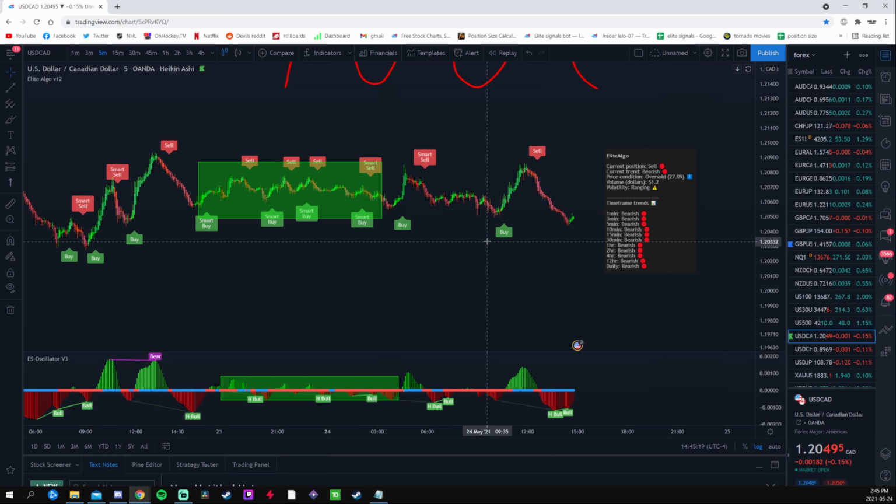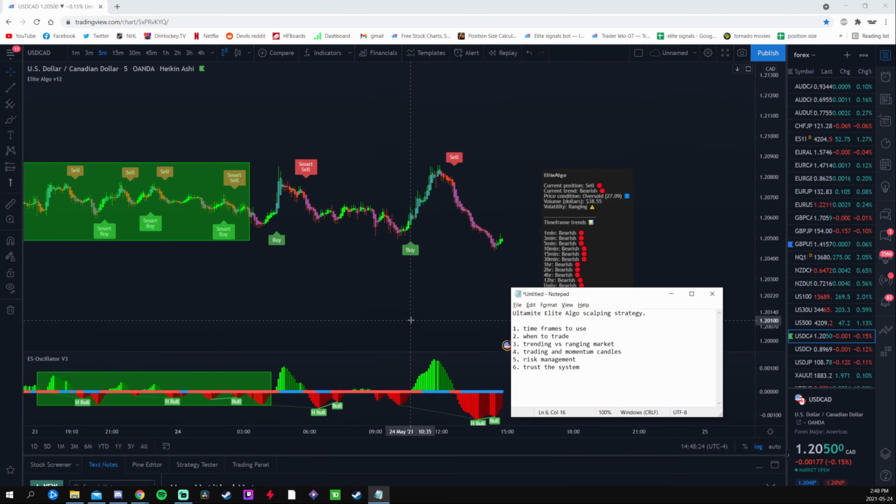So if it says ranging, you can use any type of signal, so buy signal or smart buy or sell or smart sell. But if it says trending, then you only want to use the smart signals. Okay, guys? It's super important, so make sure you write that down and make sure you memorize that because it's going to make a huge difference in your trading.